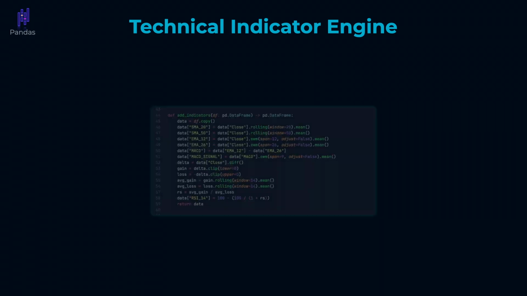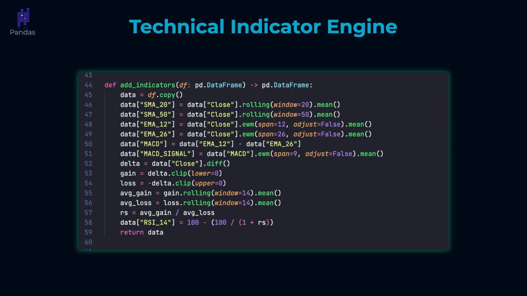The third component is the technical indicator engine. This layer uses Pandas to calculate indicators, for example, SMA 20, SMA 50.